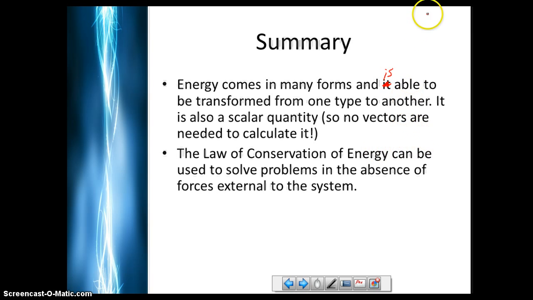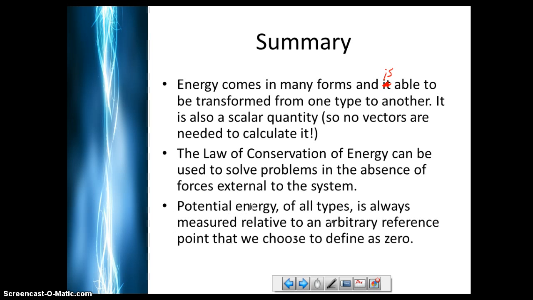Okay, so that's very nice. The law of conservation of energy can be used to solve problems in the absence of forces external to the system. Now, once we do have forces, which is the next thing we do, we have work, and things change a little bit, but it's still not too bad. And then potential energy of all types is always measured relative to an arbitrary reference point, and we can choose that. That's up to us. We choose to define it as 0, and we measure everything relative to that. So it is possible to have a negative gravitational potential energy if it ends up below your reference point. And if that's the way you guys want to roll, no problem. You can still do these problems.